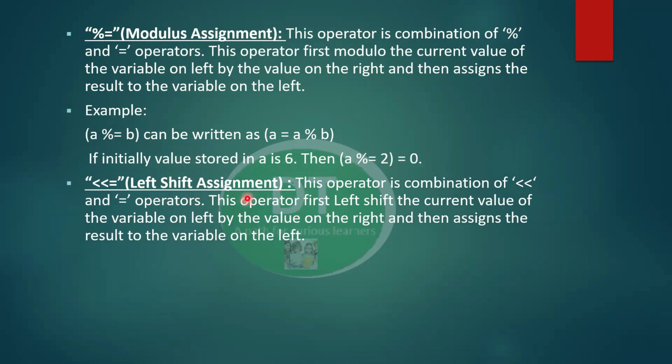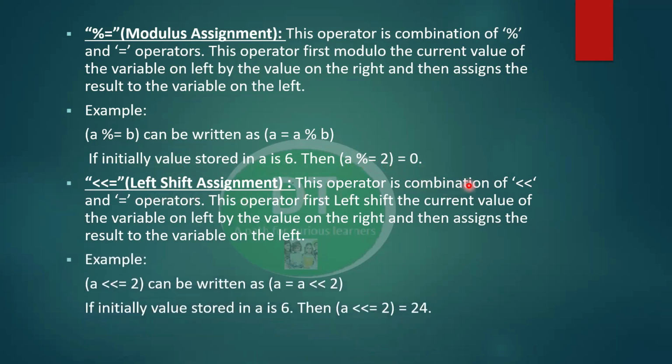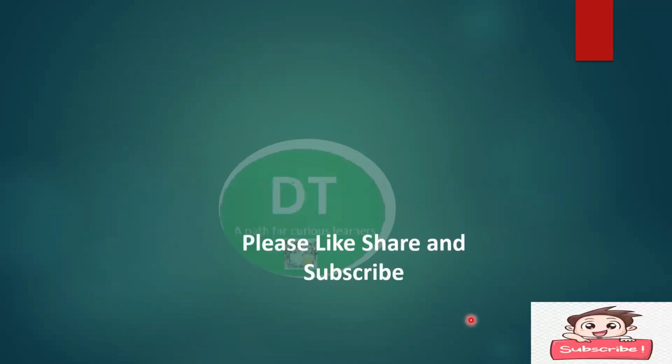Left shift assignment. This operator is a combination of left shift and assignment operators. This operator first left shifts the current value of the variable on the left by the value on the right and then assigns the result to the variable on the left. Example, A left shift equals to 2 can be written as A equals to A left shift 2. If initially the value stored in A is 6, then A left shift equal to 2 gives 24.